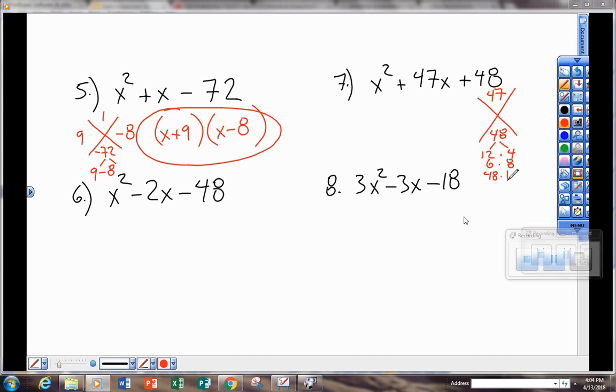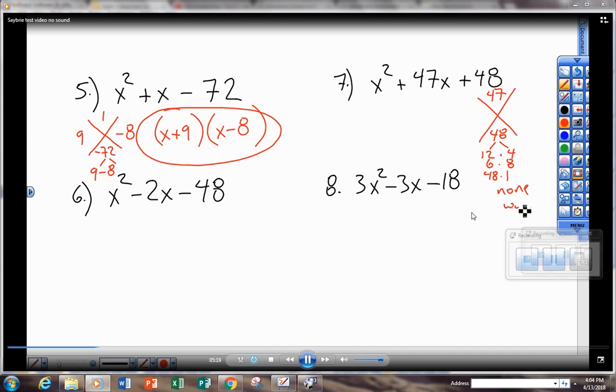But for this one, there is no factor that works. None of these work. There's no pair of numbers that times give you positive 48 and positive 47. If this would have been negative 48, you could have got that to work, maybe. But this is a prime polynomial. No pairs multiply to give you 48, I'm sorry, multiply to give you 48, and add or subtract to give you 47. This is prime. So know that. If no pairs work, pretty much it's going to be prime.